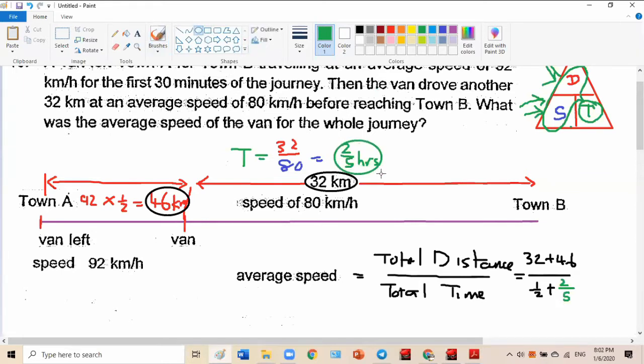Here was the second part of the journey. Here was the first part of the journey where he traveled 30 minutes. 30 minutes is your 1/2 hour. Don't work in 30 minutes, you're dead. Okay, work in hours. Okay?